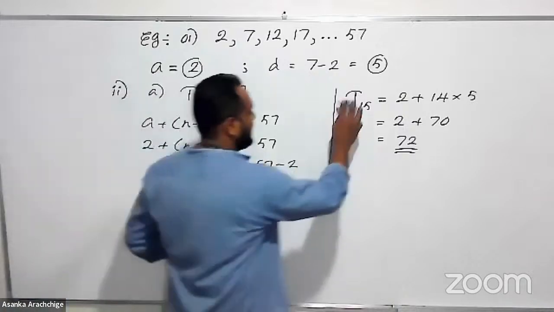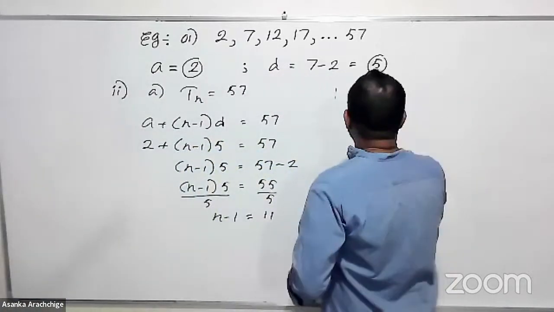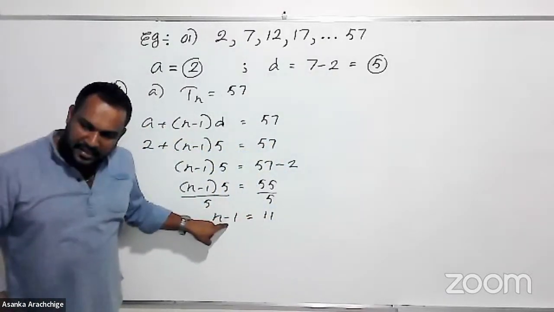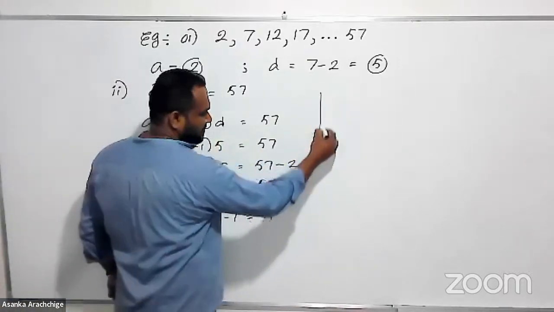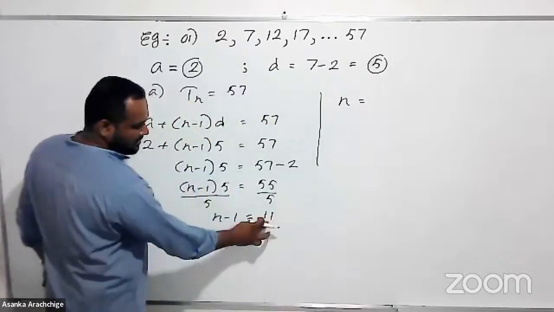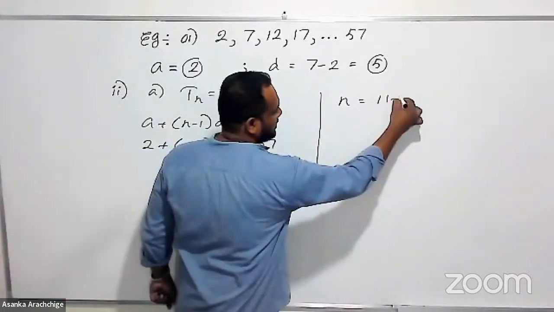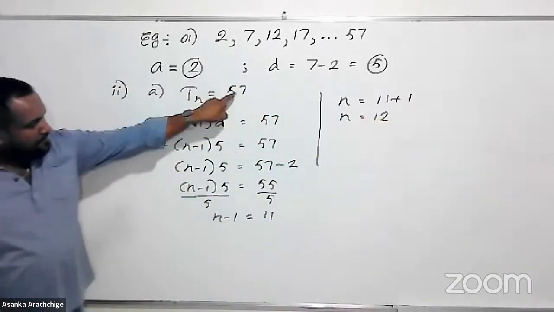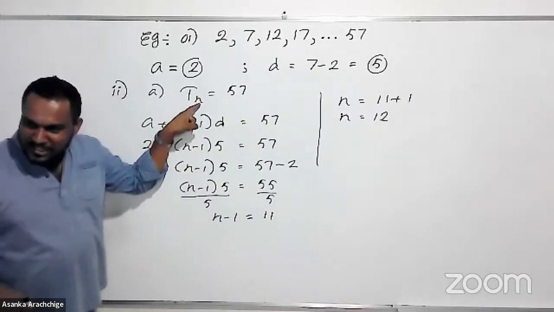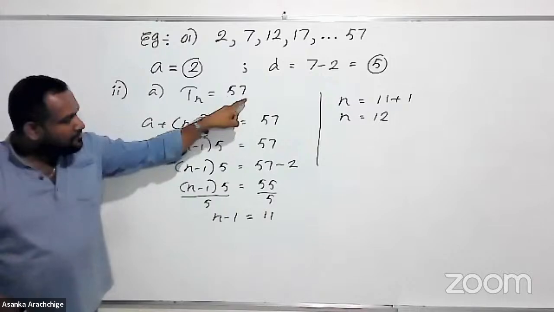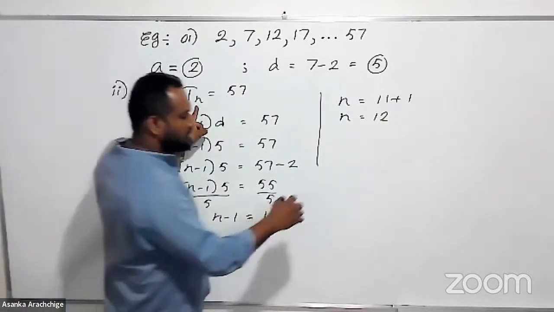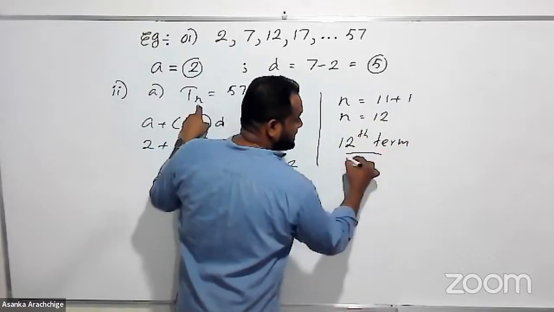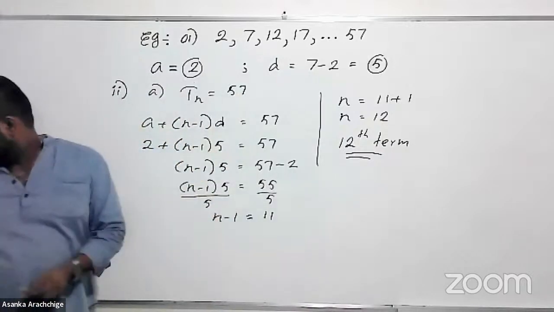Okay? Then the value of n. n minus 1 equals 11. Take minus 1 to the other side as plus 1. Therefore, n equals 11 plus 1, which means n equals 12, which means 57 happens when n is 12, which means 57 is the 12th term. Answer, 12th term. Is that clear? Right. Copy it down.